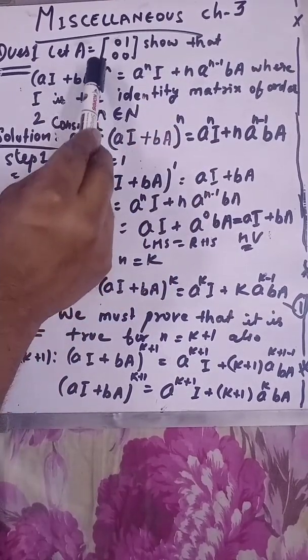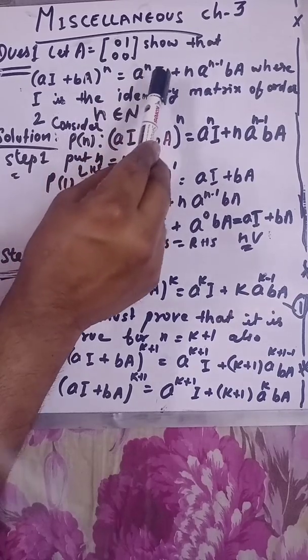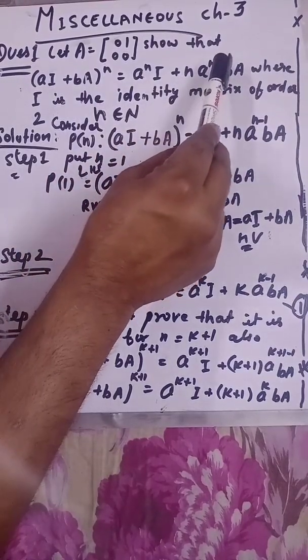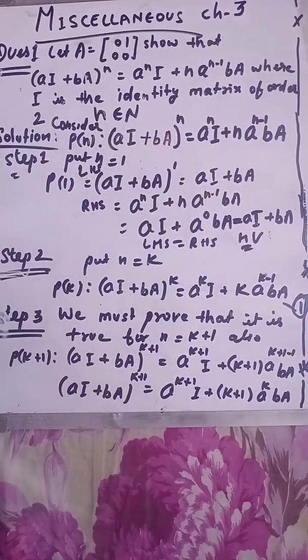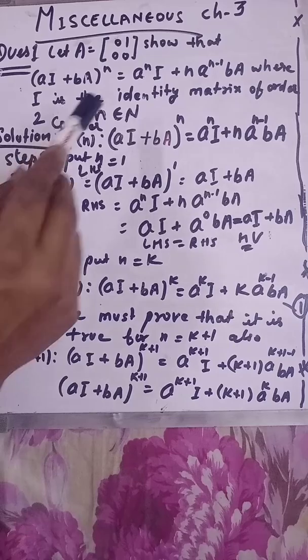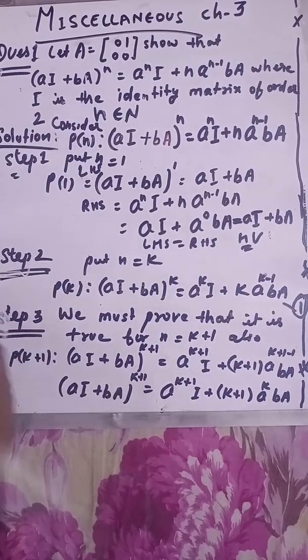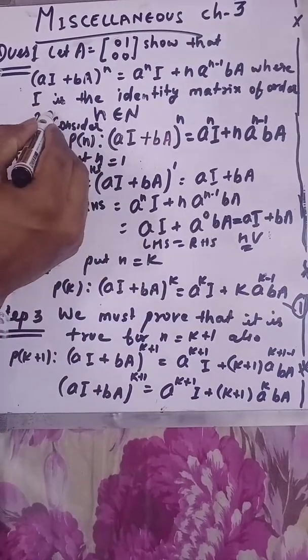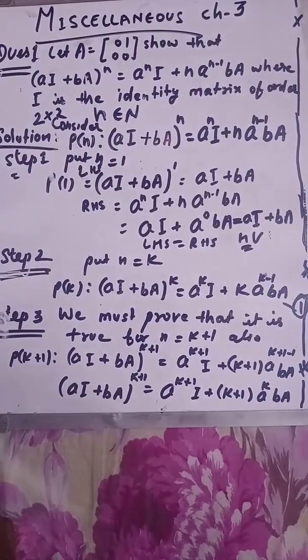(AI + BA) whole raised to power n equals A raised to power n I plus n A raised to power n minus 1 BA, where I is the identity matrix of order 2, where n belongs to N. Okay, so the order of this matrix is 2 by 2. This is given to us.